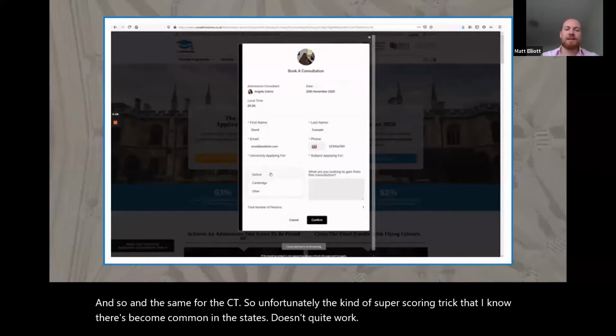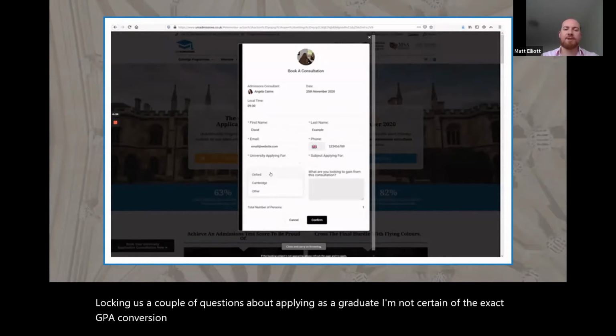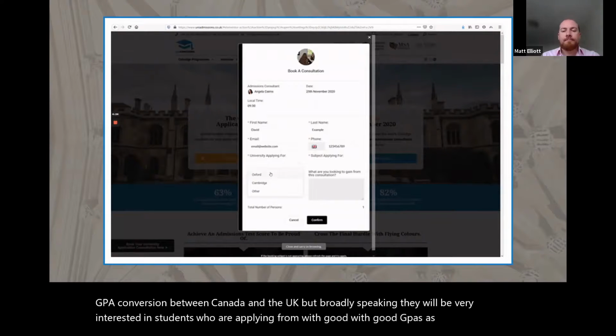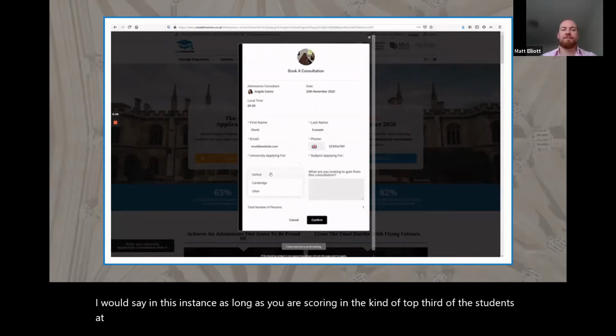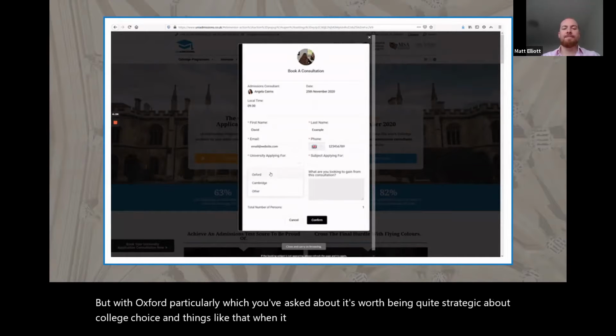Larkin asks a couple of questions about applying as a graduate. I'm not certain of the exact GPA conversion between Canada and the UK, but broadly speaking, they will be very interested in students applying with good GPAs as graduates. I would say in this instance, as long as you are scoring in the top third of the students at your university, you should be able to put in a pretty competitive application. But with Oxford particularly, which you've asked about, it's worth being quite strategic about college choice when it comes to sending your application.